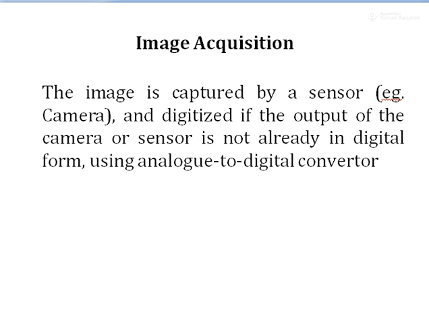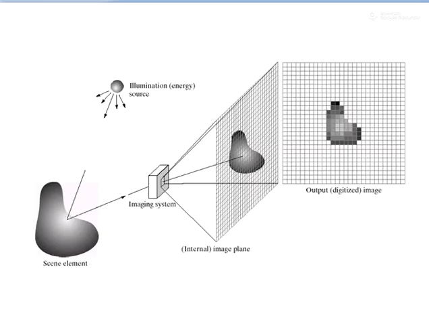Let us see the picture so we can understand clearly. Here the elements are captured in the imaging system. So it shows the image plane, and the output shows the digitized image. How the analog image is converted into digital will be done in the image acquisition part.